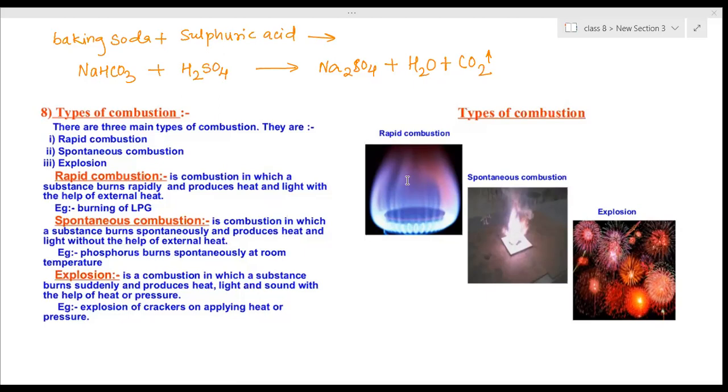Along with that, light is also produced, and a large amount of sound is also produced. Then that kind of combustion is called an explosion. Explosions include firecrackers, atom bombs, and nuclear reactions and nuclear bombs. So all those are nuclear weapons. When we are using them, all those are explosions.